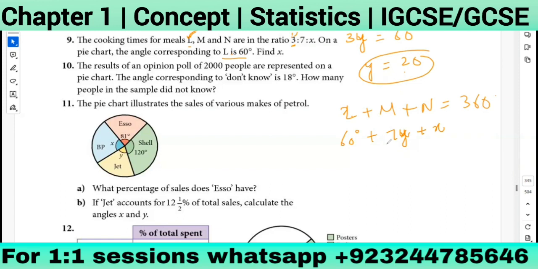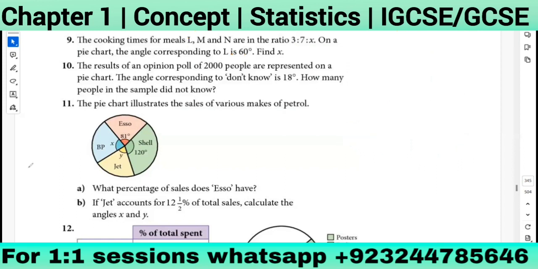7 into y plus N, which is x, is equal to 360. So 7y is 7 twos are 14, 140. 60 plus 140 plus x is equal to 360. So x is 160. Yes, this is the way we can do this. 160 degrees. Did you get it? Okay.